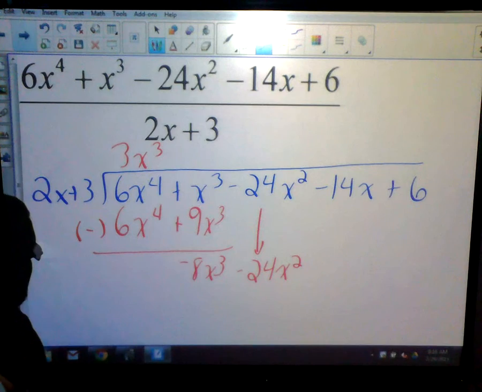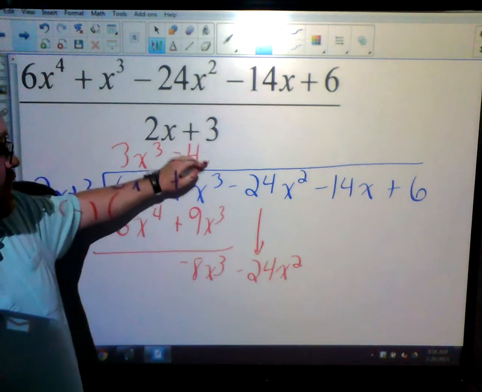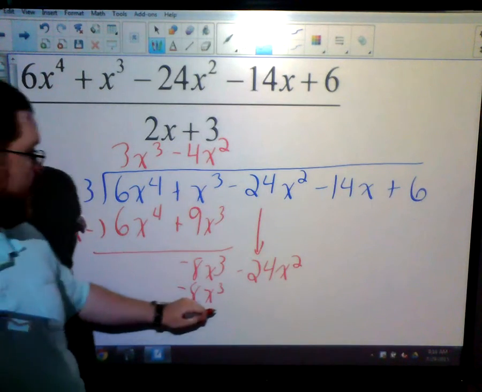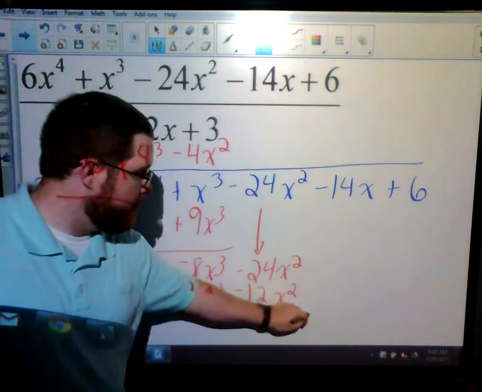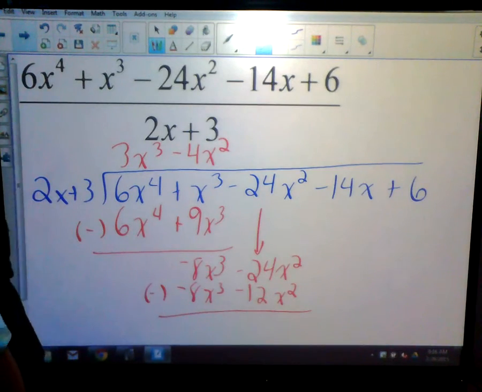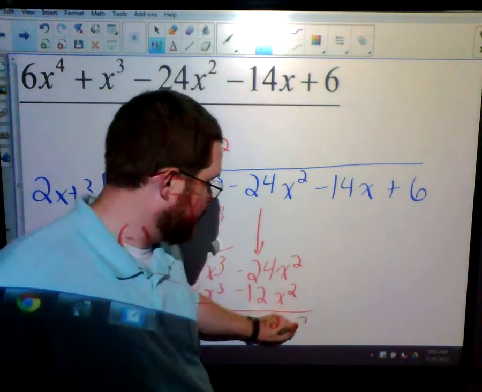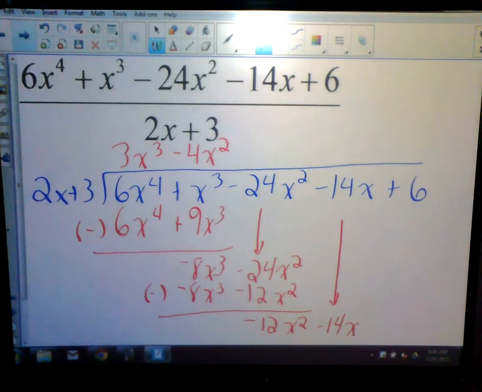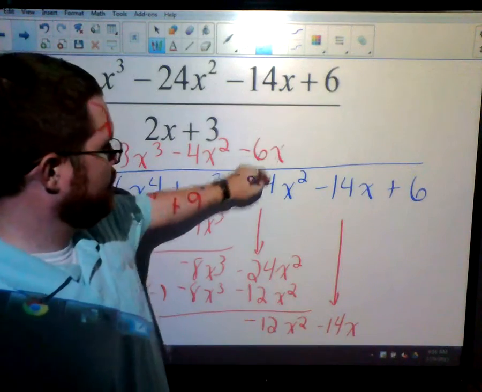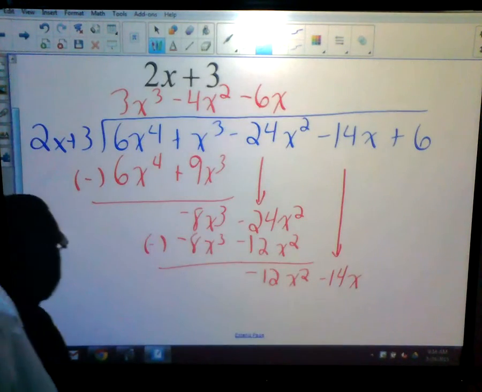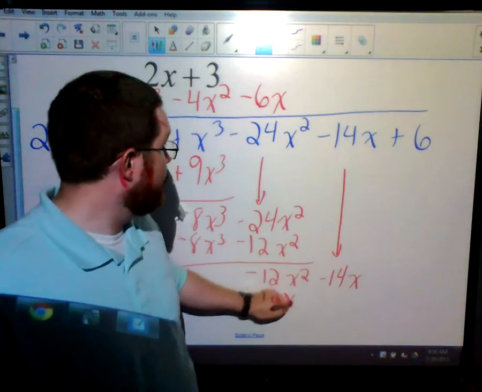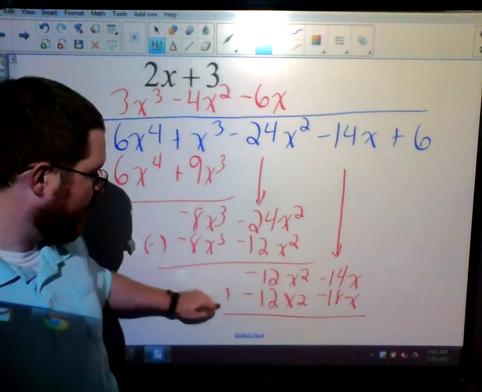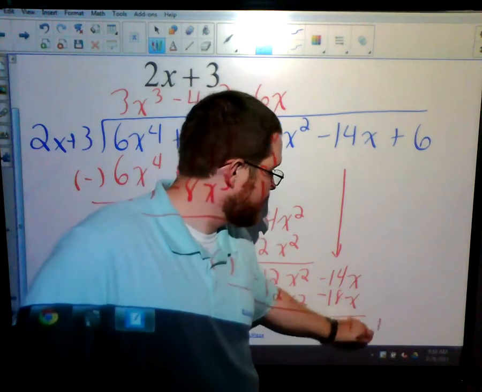Divide. Negative 8x cubed divided by 2x is negative 4x squared. Multiply. You get negative 8x cubed minus 12x squared. Be very careful. You're subtracting here, so that's negative 12x squared minus 14x. Divide. You get negative 6x. Multiply down. You get negative 12x squared minus 18x. Subtract, you get 4x plus 6.